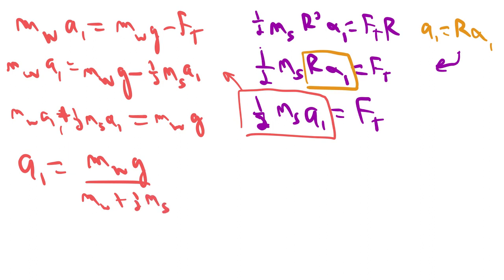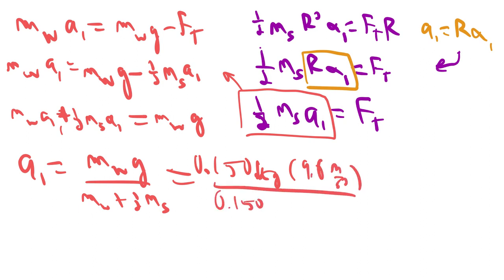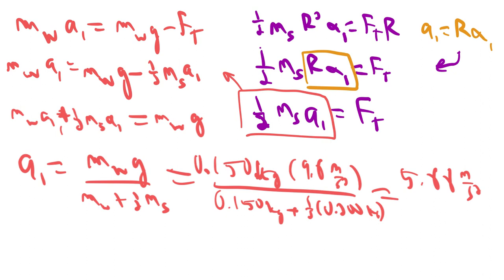All right, plugging in their numbers. For my version of the problem, mw was 150 grams, which is 0.15 kilograms. And g, of course, is 9.8 meters per second squared. And ms was 200 grams, so it's 1/2 of 0.200 kilograms. Let's run that in a calculator, and I get 5.88 meters per second squared, which agrees mostly with Sapling. We seem to disagree a little on the last digit because I probably rounded in a place they didn't, or vice versa.